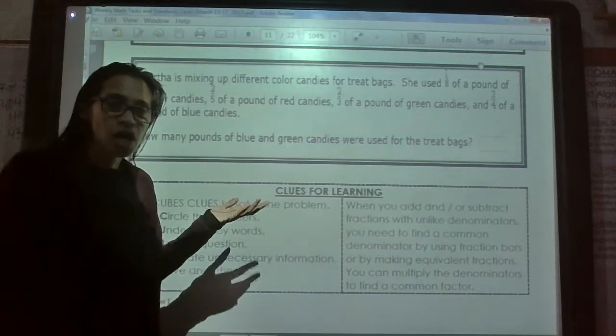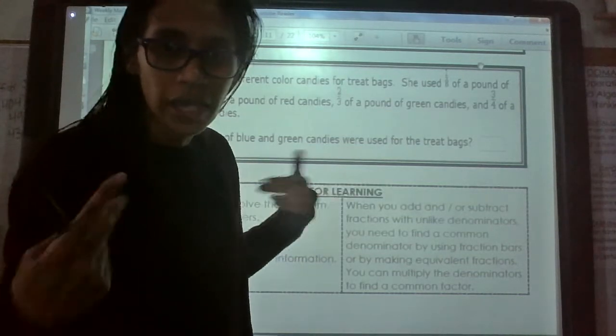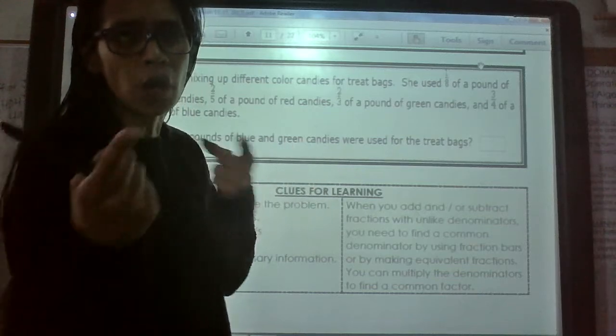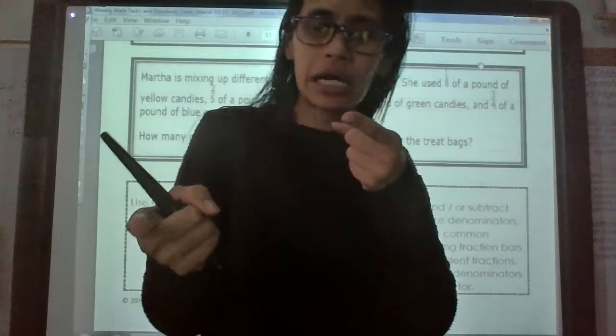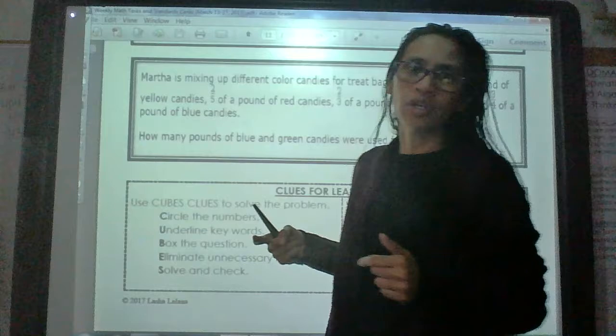Oh my gosh, treats. Are you ready for some treats? Oh no, not too much sugar for you. Don't have too much sugar, not so good for you.